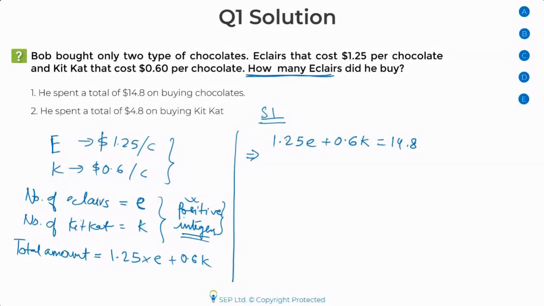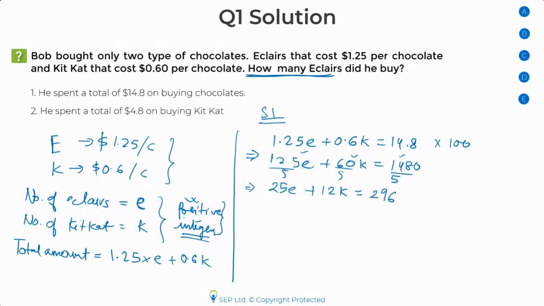Now I can see there are decimals and I don't like to work with decimals. So I am going to multiply this by 100 and write it as 125e plus 60k is equal to 148. So I'm multiplying the whole thing by 100. You can remove the decimal points the other way also, but this is what I am doing. If you notice, all these numbers are divisible by 5, so you can divide each number by 5 very quickly and say this is 25e plus 12k is equal to 296. Now, most of you, I am assuming, might have gone till here.